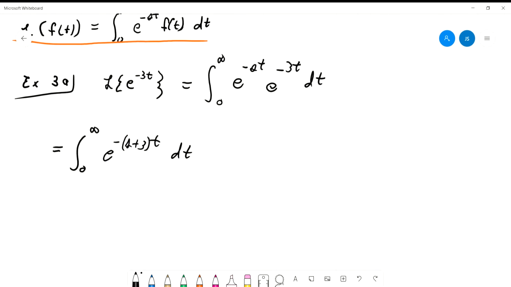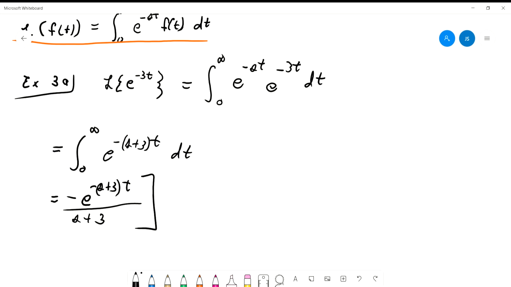Now we can just go ahead and integrate it. Remember, for the purpose of the integration, we're thinking of s as a constant. The variable of integration is the t. And then when we're done with the integration, we'll have s in the answer, so we'll have our answer written as a function of s. So let's do this. It's just going to be e to the minus (s plus 3) times t divided by minus (s plus 3). That's the integral.